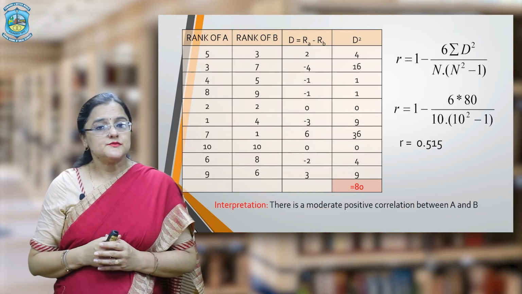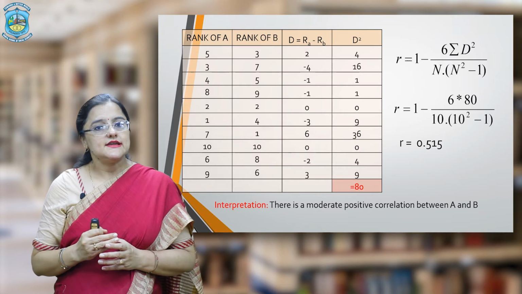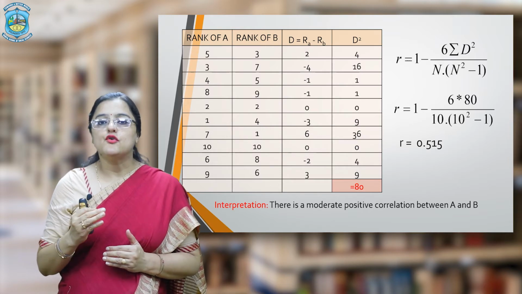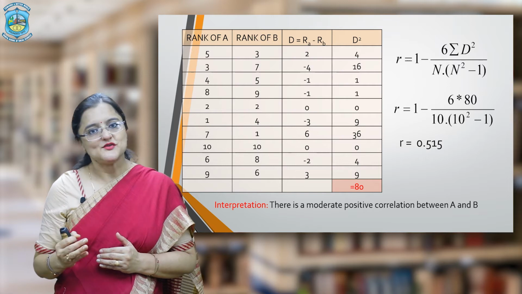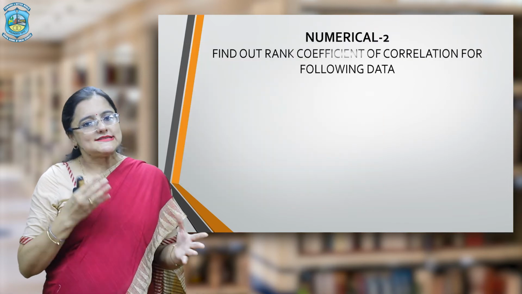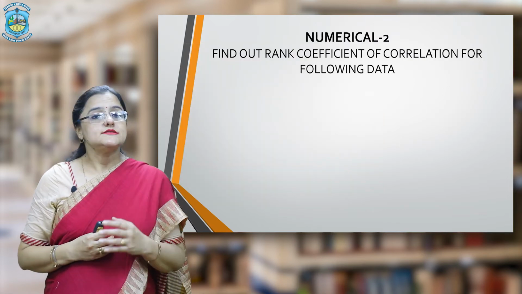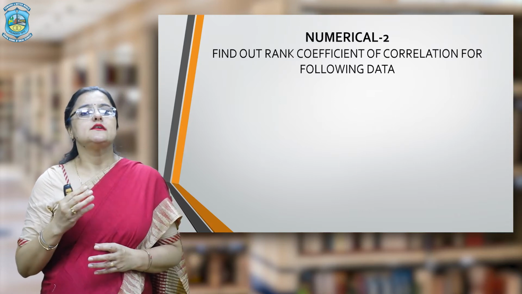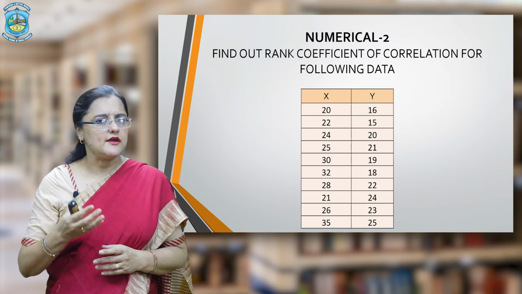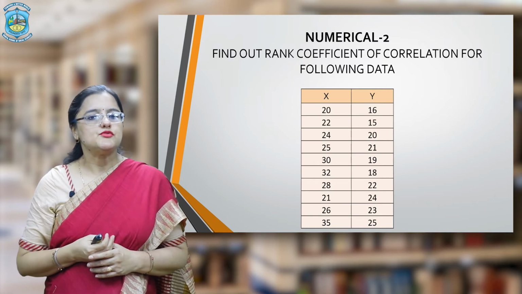So from this, your interpretation is that there is a moderate degree of positive correlation between A and B. Now let's move on to the second category, where the ranking is not given but the grades are given to you. Variable values in terms of their grading are given to you for a certain pair of values. Let's see how we proceed about that.